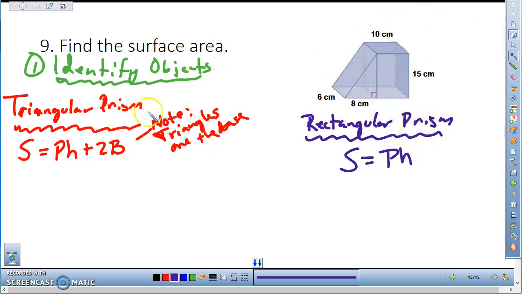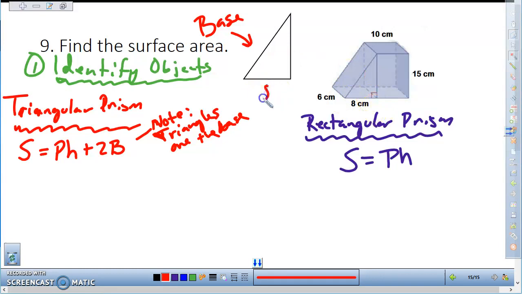First, I'm going to turn my attention to this triangular prism. I need to first figure out, okay, what is the perimeter of my base, and I'm treating my triangle as my base. So I'll go ahead and draw a right triangle to help you visualize what we have. So this is our base, and this is 8 centimeters. This distance is 15, and I have to calculate my hypotenuse here using good old Pythagorean theorem.